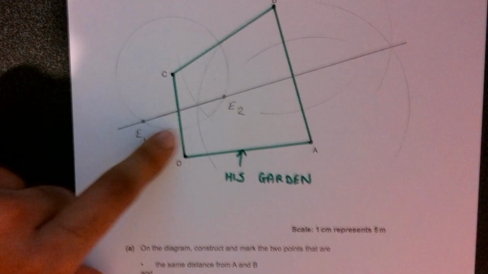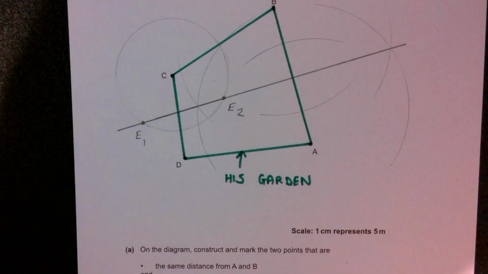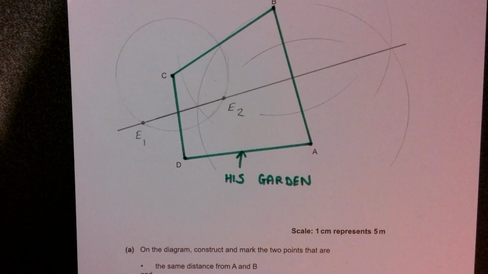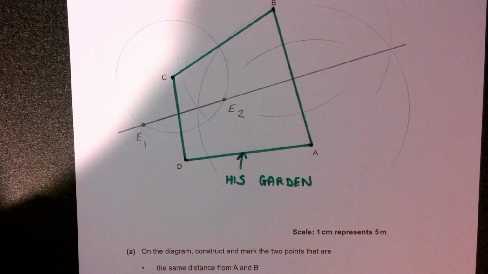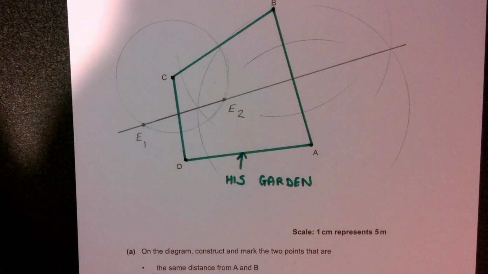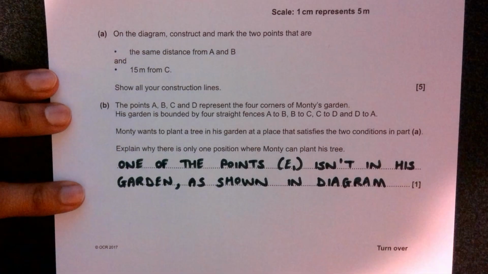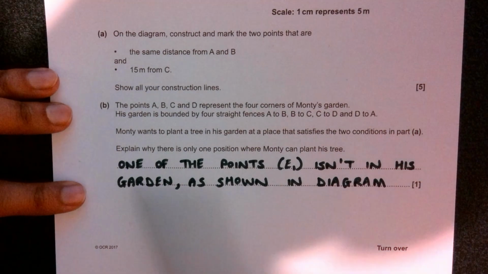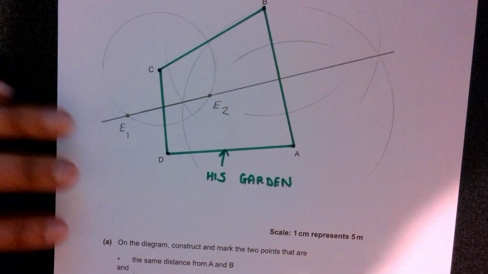And why is there only 1 point? Well, the only point is this E2 that's in the garden, E1 isn't in the garden. So that's why there's only one position he can plant his tree in. So let's write that down. So one of the points E1 isn't in his garden, as we see in this diagram. So this point E1 is not in the garden.